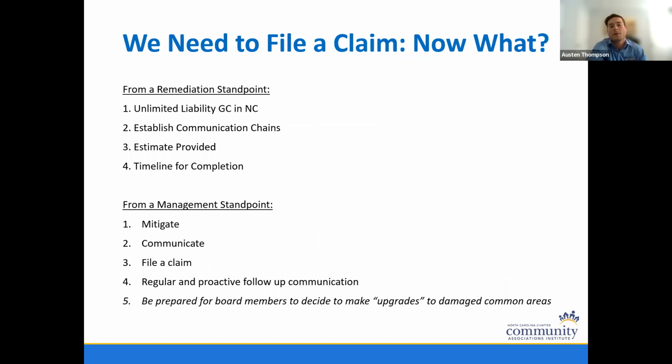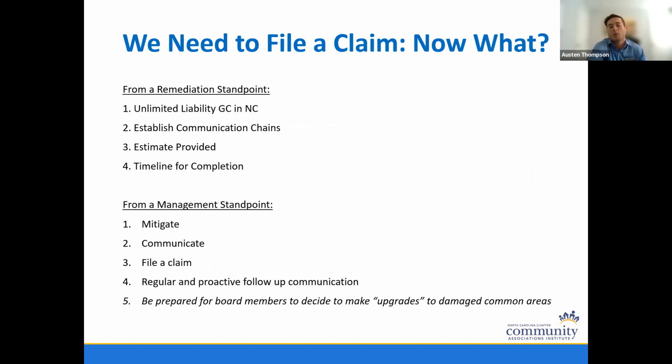Now on to, we need to file a claim. Now what? And Brooke and I will kind of share this slide, but from a remediation standpoint, so for us reconstruction, you want to make sure that you've got an unlimited liability general contractor in North Carolina. Okay.